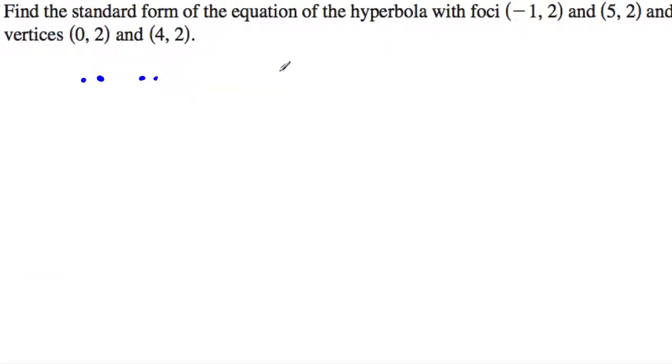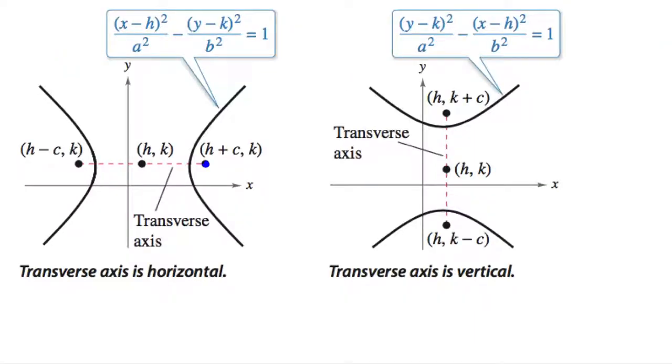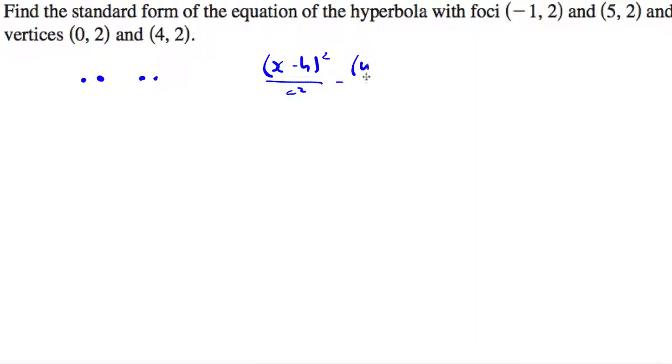So x minus h squared over a squared, and then it's going to be a minus in the middle, so minus y minus k squared over b squared is equal to 1. Now the center was not given. That's going to be our h and k. Well, it's going to be halfway between these two. So if this is 0, 2, and this is 4, 2, right in the center is going to be 2, 2. So that means that that is our h and k value.